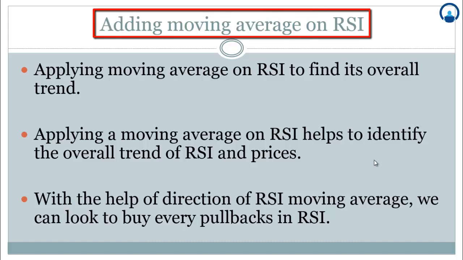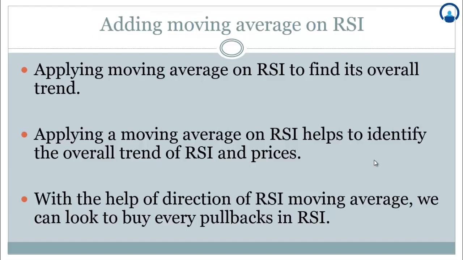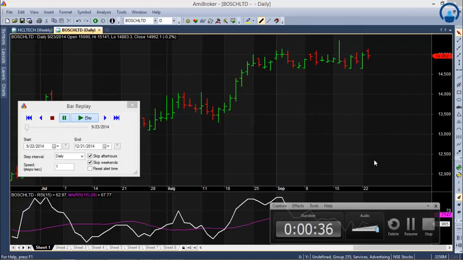Next, we will learn how we can trade using an RSI and a moving average. For this, we will apply a moving average on RSI to find the overall trend of a security. Applying a moving average on RSI helps to identify the overall trend of RSI and prices. With the help of the direction of the RSI moving average, we can look to buy every pullback in RSI. Let's go ahead and take a look at a practical example.